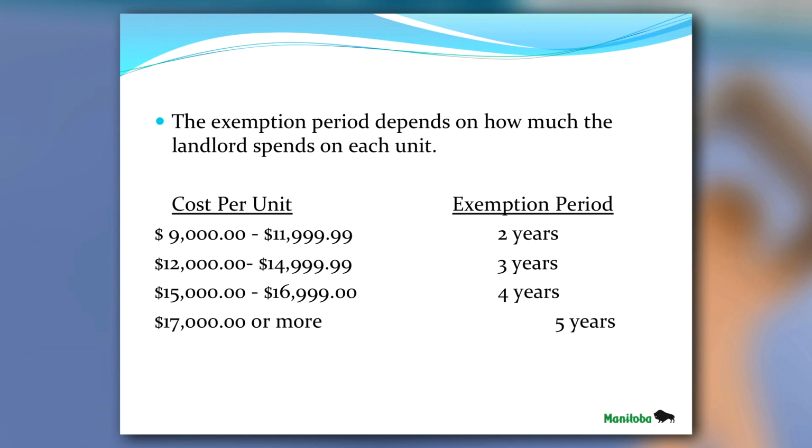So the exemption period depends on how much the landlord spends for each unit. So if you spend between $9,000 and $11,999.99, you're exempt for 2 years. Right up until if you spend $17,000 or more, you're exempt for 5. So that's the breakdown of what the exemptions are based on the amount that you're spending for each unit.